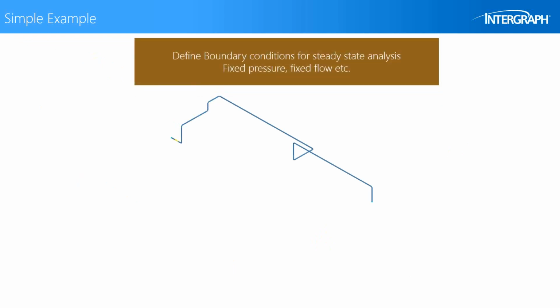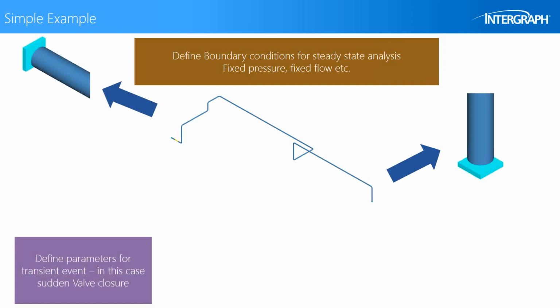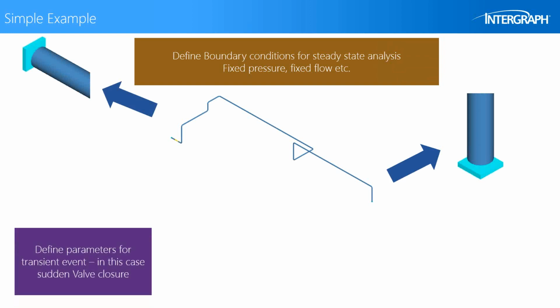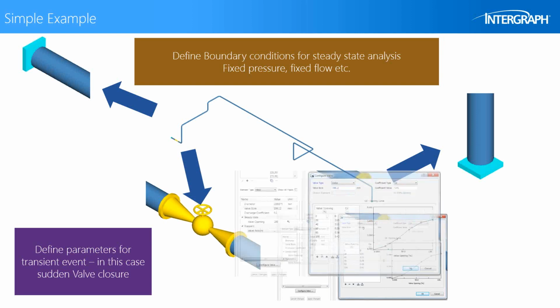So once you have your pipe model in your BOSfluids module, you can then define the boundary conditions for the steady state analysis. These are things such as a fixed pressure condition or a fixed flow rate throughout your system. And then you can also define parameters for a transient event. In the example shown here in the images in the presentation, this is a sudden valve closure. So we have the valve which comes through from the Caesar 2 model when it's defined as a rigid in the Caesar 2. And then we can specify the valve parameters for the valve closure event. Things such as the CD curve can be specified.